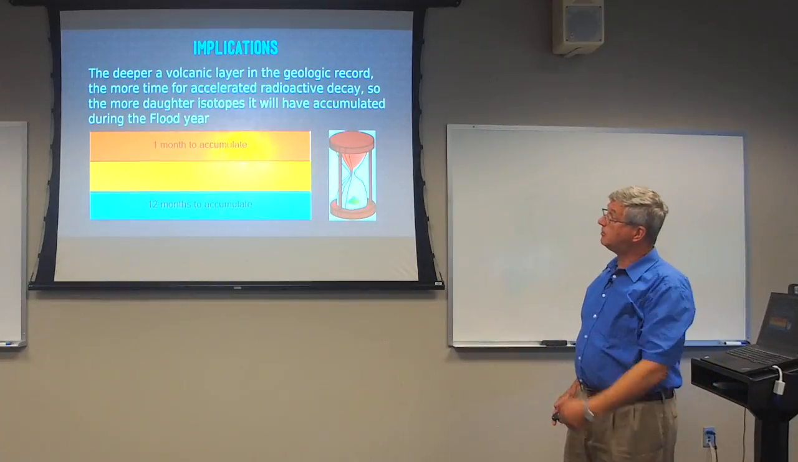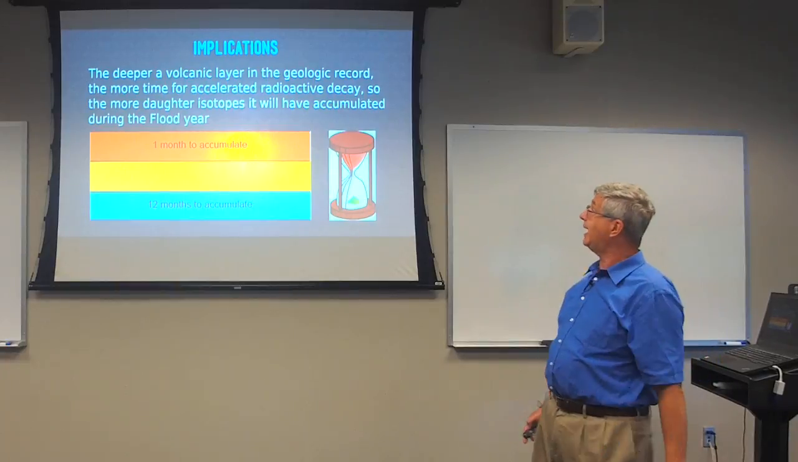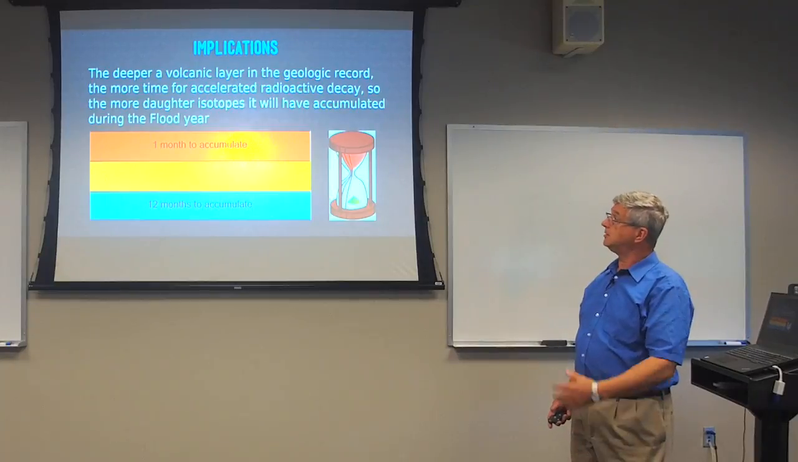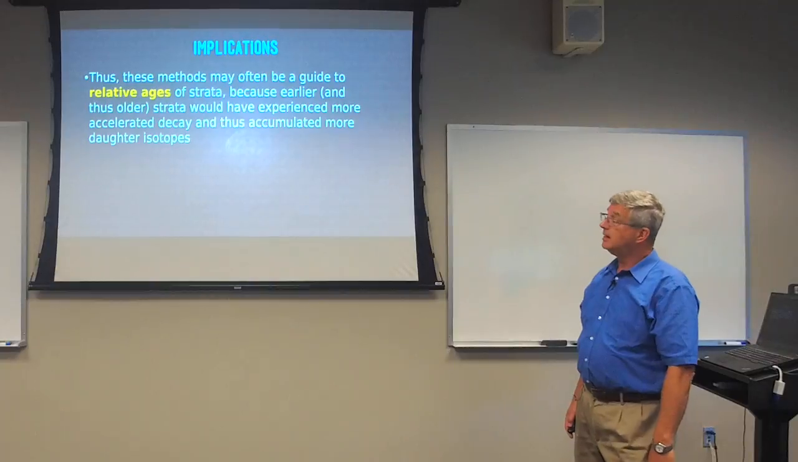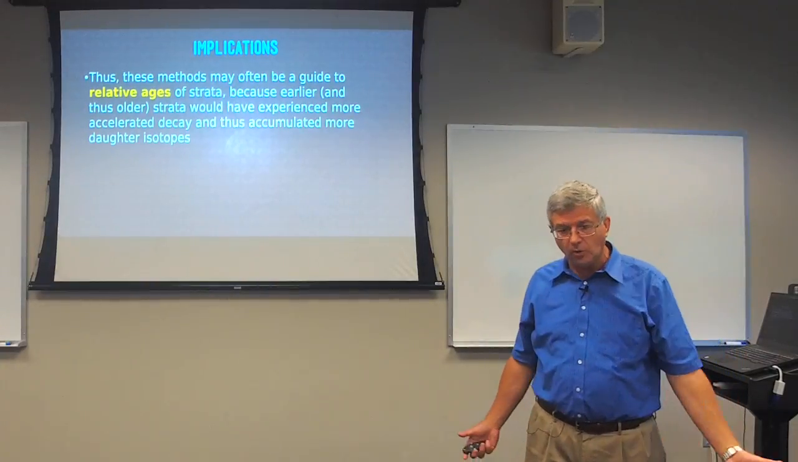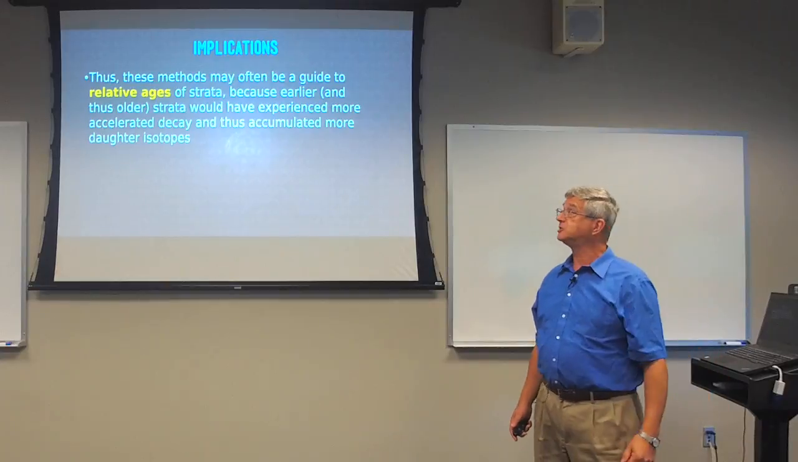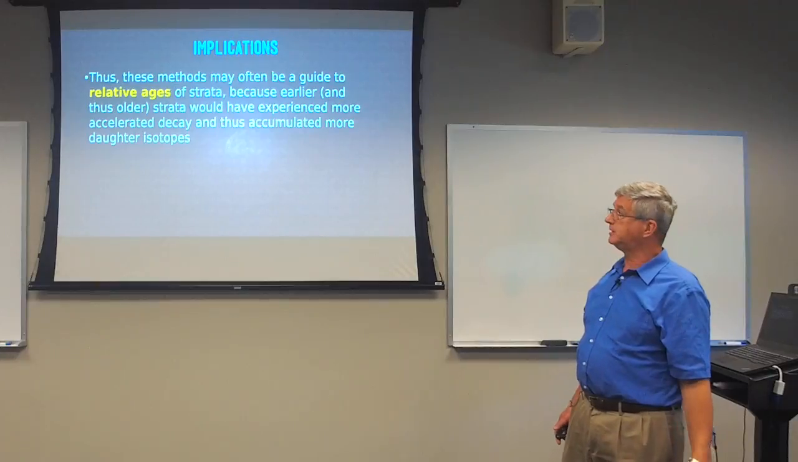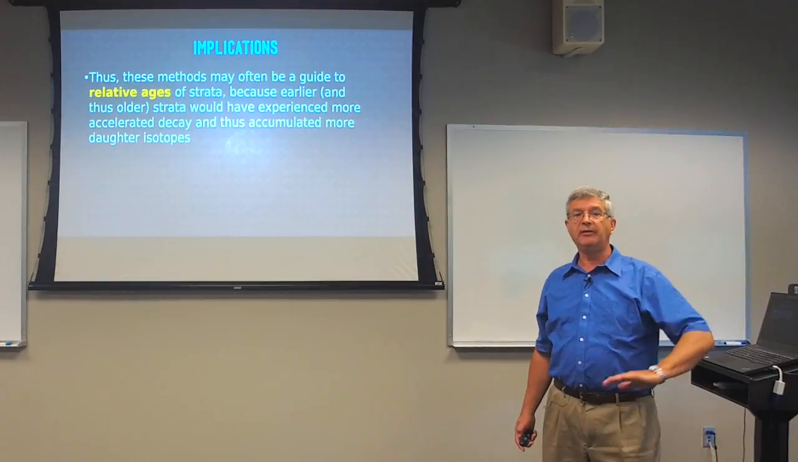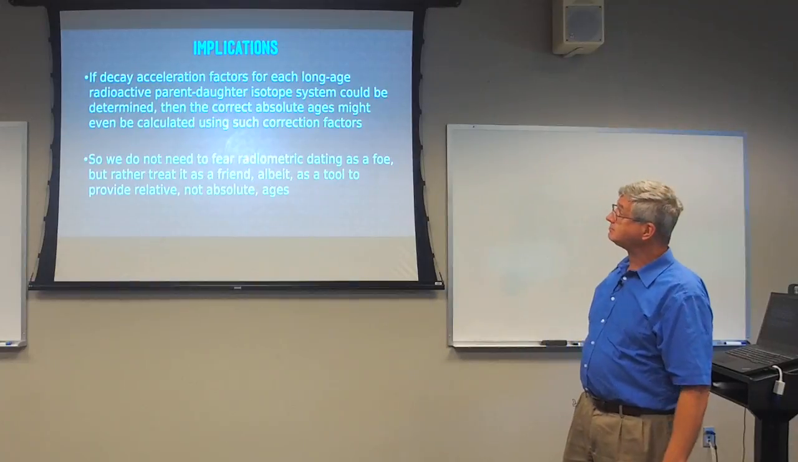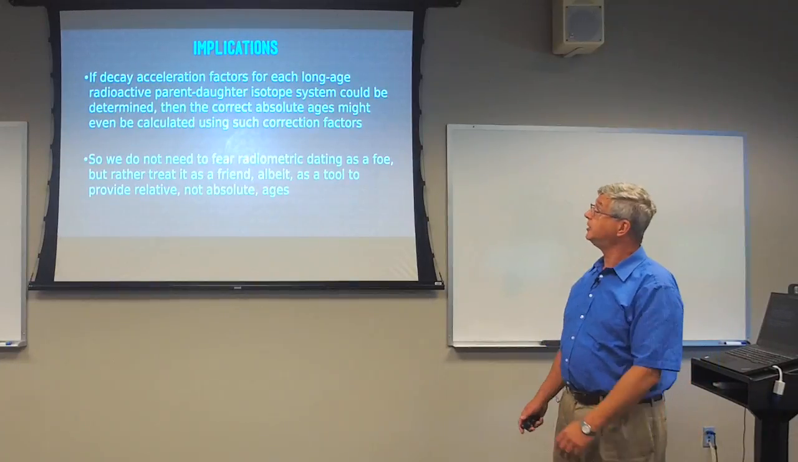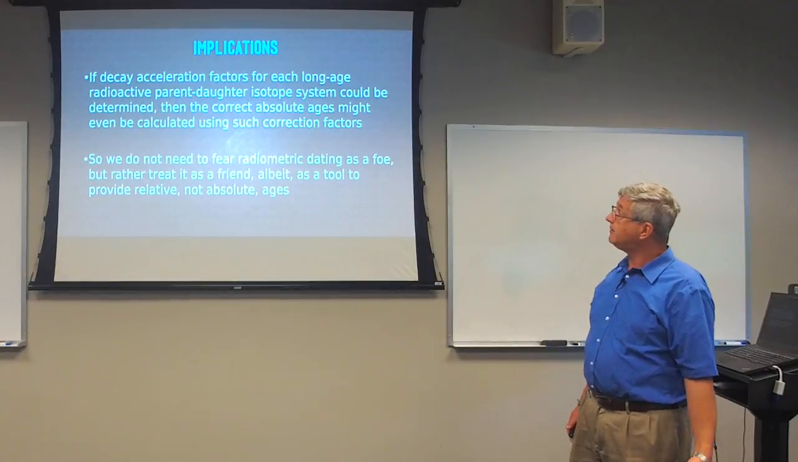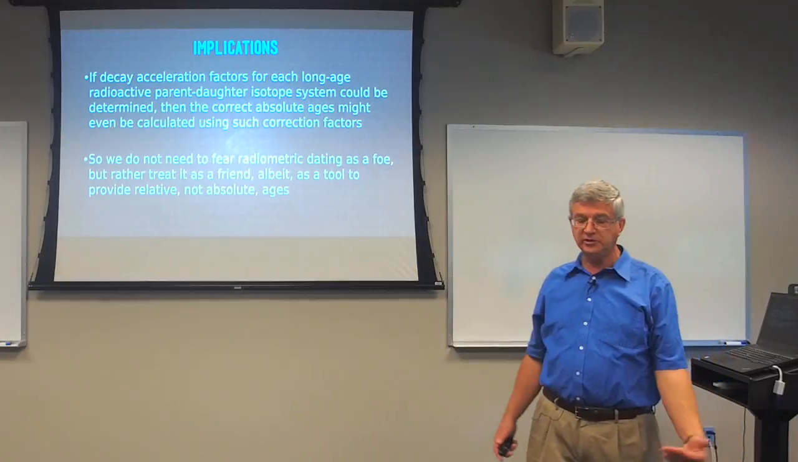And I've summarised it there in that saying. The deeper a volcanic layer in the geologic record, the more time for accelerated radioactive decay, so the more daughter isotopes it will have accumulated during the flood year. Thus, these methods may often, not always, be a guide to relative ages of strata, because earlier and older layers would have experienced more accelerated decay and thus accumulated more daughters, and thus would give you older ages. If the decay acceleration factors for each long-age radioactive parent-daughter isotope system could be determined, then the correct absolute ages might even be calculated using these correction factors.